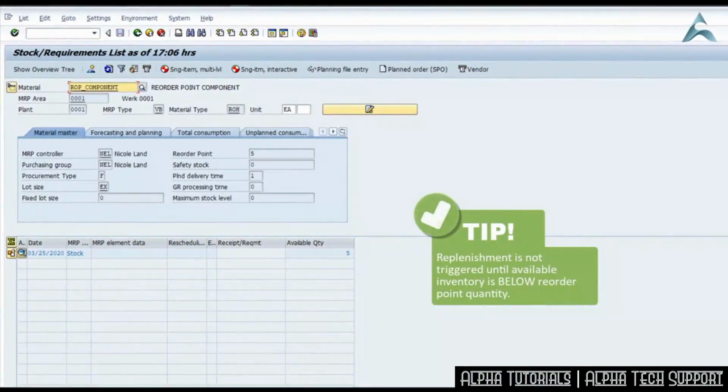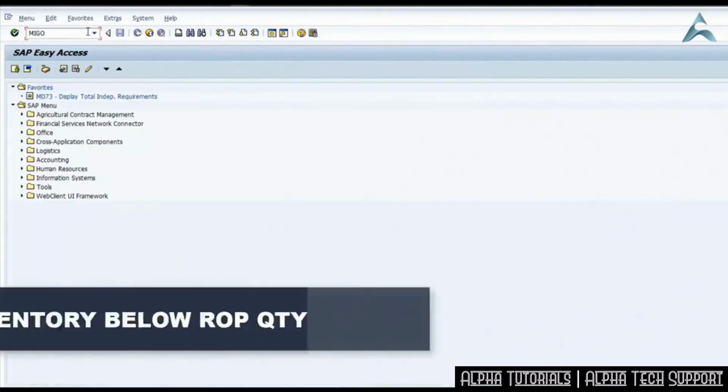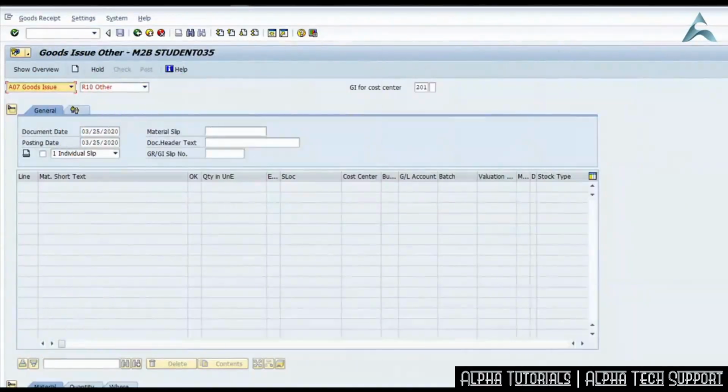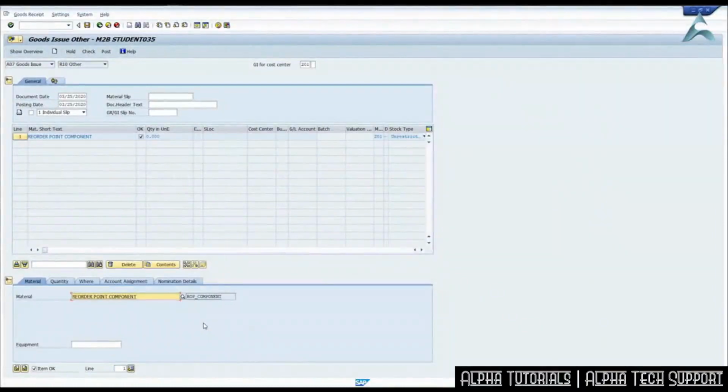If I consume one more each of this material, it should automatically trigger a receipt element when we execute the planning run. So let's do that one more time. I will use the MIGO transaction to process the goods issue. Again, still using the same movement type 201. I've now entered my component. I'm going to consume one additional unit of that material to force it below that reorder point.